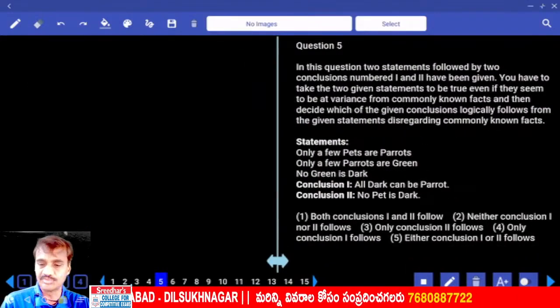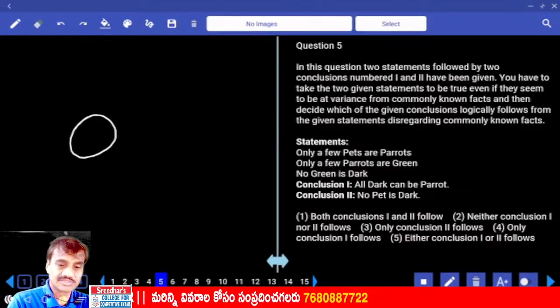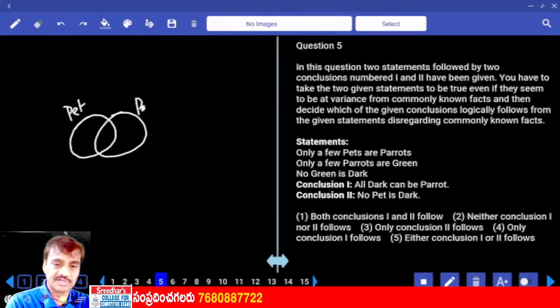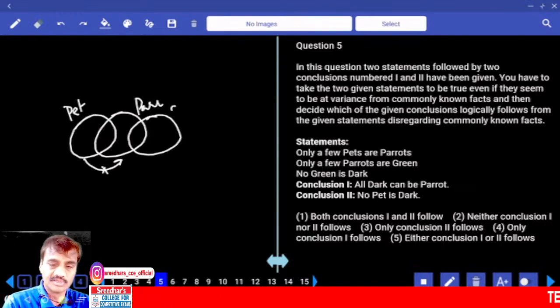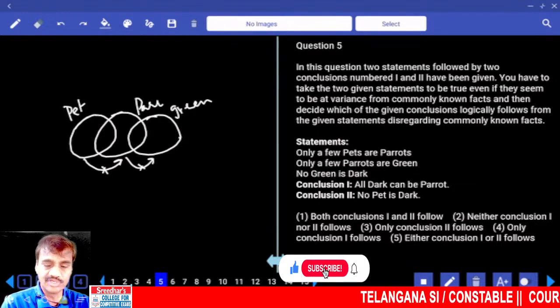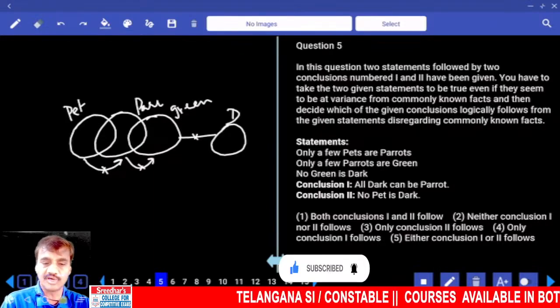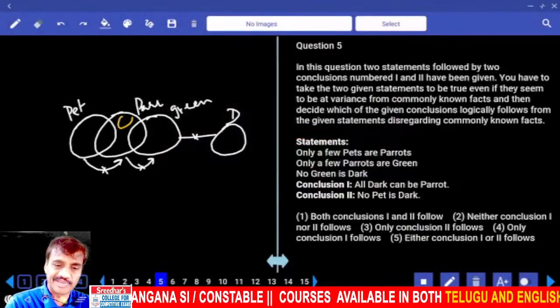Then coming to question number 5 onwards. Only some of the pets are parrot. Some pets are parrot but not all. This entire pet cannot be a part of parrot. And only a few parrots are green. Some of the parrots are green but not all. This entire parrot cannot be a part of green. And no green is dark, no intersection between green and dark. Then all dark can be parrot. Now tell me whether this entire dark can be a part of parrot like this or not.